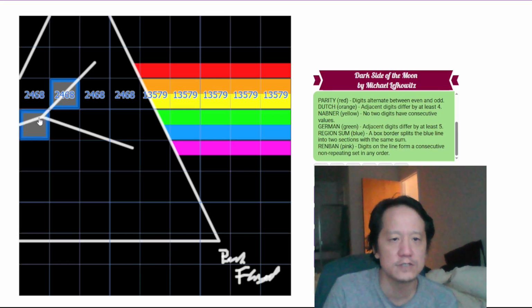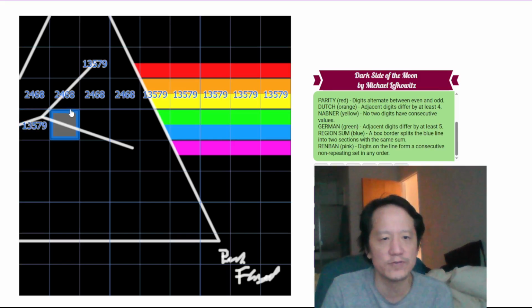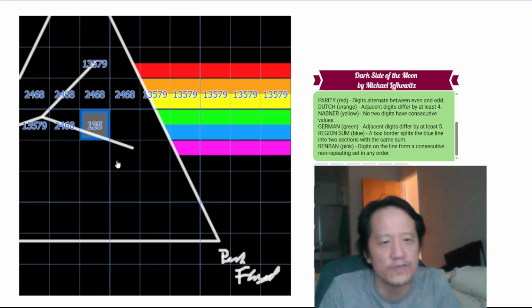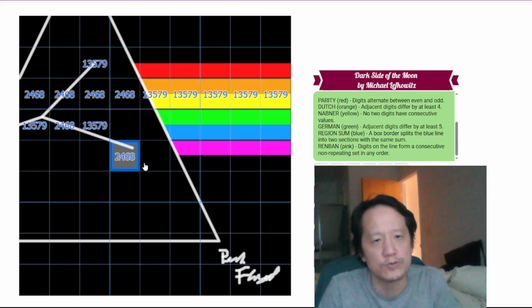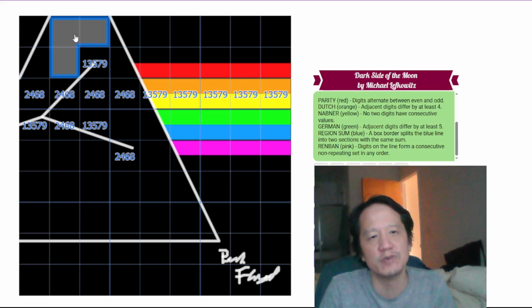Therefore, these digits must be consecutive with the 2468. So these are odd lines. So this is 13579. This is 13579, which forces this to be 2468. That forces this to be 13579, which forces this to be 2468. These digits are consecutive, and one of them must be even. Therefore, the remaining digits in box 1 are odd.